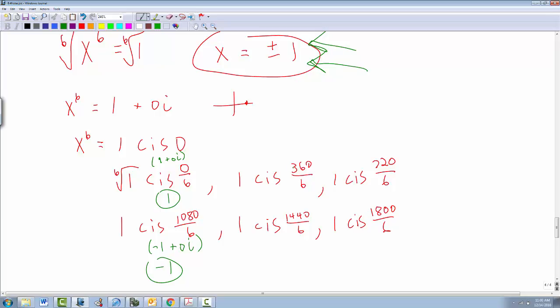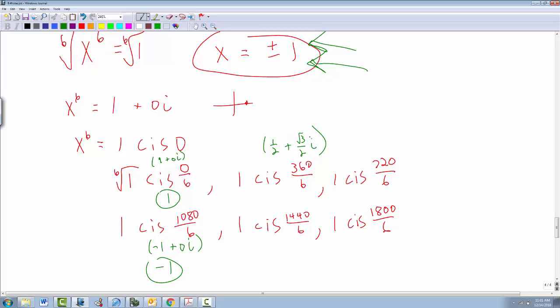What's 360 divided by 6? Wake up! What was that answer, by the way? 60. What's the cosine of 60? 1/2. What's the sine of 60? Root 3 over 2i.